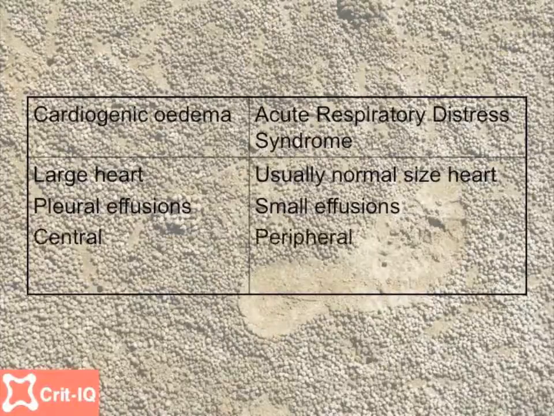The distribution is also said to be a useful discriminator, with acute pulmonary edema described as central and the ARDS syndrome more global or peripheral in distribution. However, these findings are not particularly reliable in practice. Generally, other clinical and investigatory findings are required to distinguish between the two entities, and the underlying pathology consistent with a cause of ARDS should be sought before the diagnosis is made.